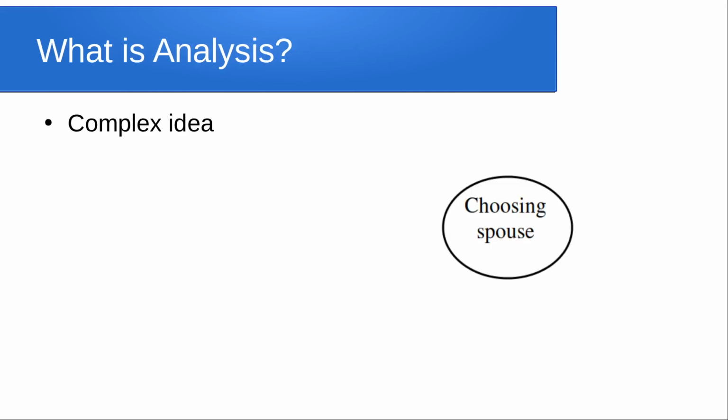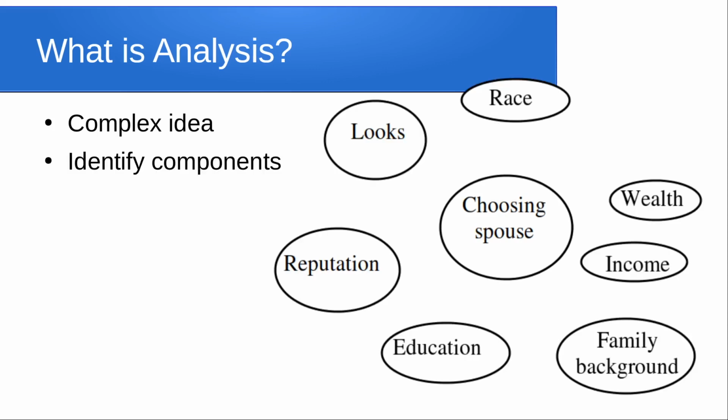Something that may help you to understand in a simpler way when we say, what is analysis? Analysis is we take a complex idea. For example, choosing a spouse. Spouse means a husband or a wife. So you want to choose a spouse. What do you think about? What do you consider? What are the components of that choice? Well, very often when we look at the components, we might see that the literature shows that people consider wealth and income and family background, and education, reputation, looks, race, many things. Again, all of these points need to be supported by literature.